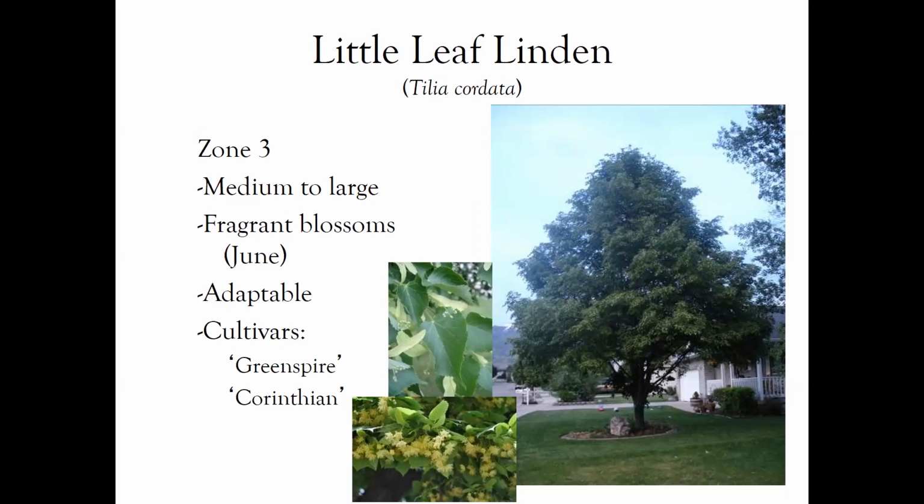Very fragrant blossoms that bees love. Linden blossoms. The honey that bees make from linden nectar is very, very sweet. It's very light. It's beautiful honey. But as a group, they're very adaptable. This is probably the most widely planted of the 3 species, and it can get aphids, and that is a potential problem.